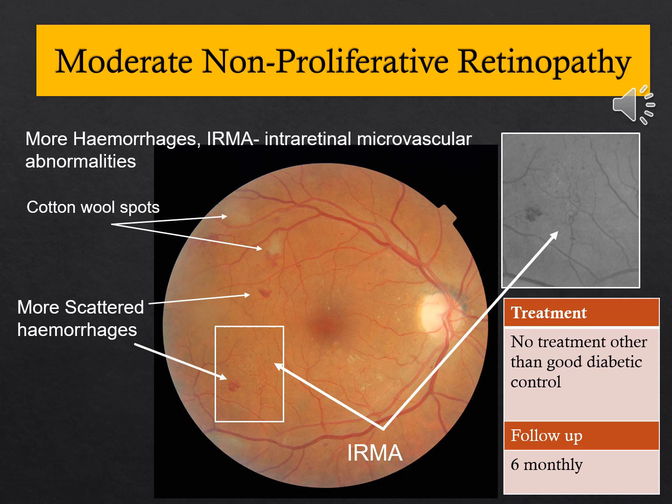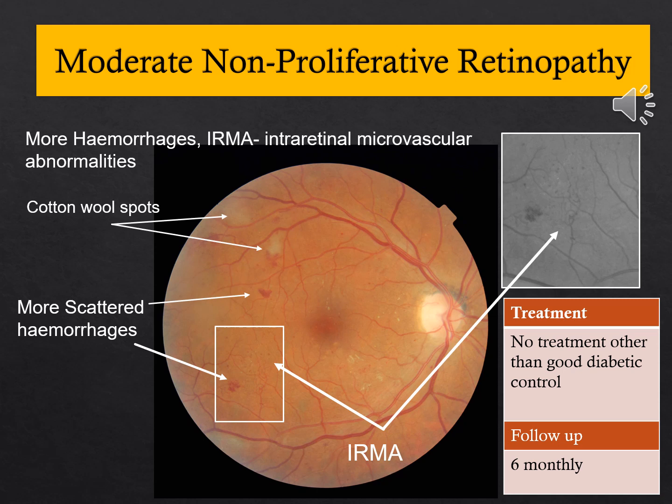This is an example of moderate non-proliferative retinopathy. We see more hemorrhages in the retina. There are also a few cotton wool spots, which are the whitish lesions, and there are also what we call IRMA, or intraretinal microvascular abnormalities. These IRMA tend to look like spidery branch-like structures, which are flat in the retina. They are a sign of ischemia and often appear adjacent to cotton wool spots.